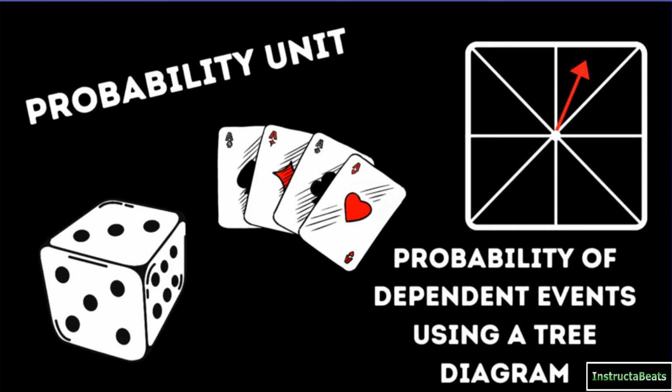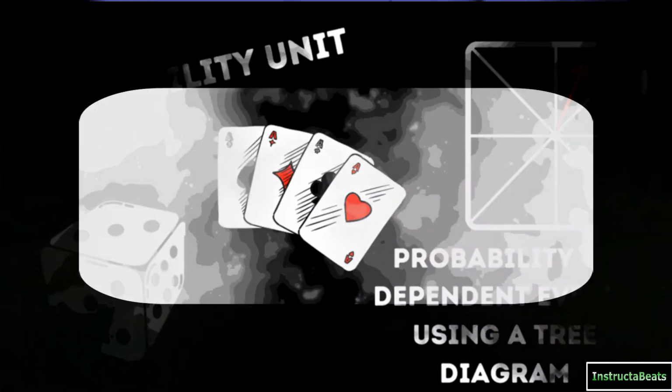Today we're talking about the probability of dependent events using a tree diagram. So let's take a chance and see what our objective is today.